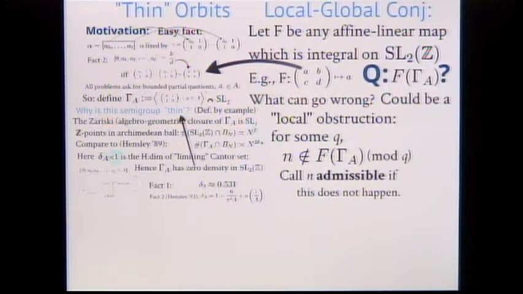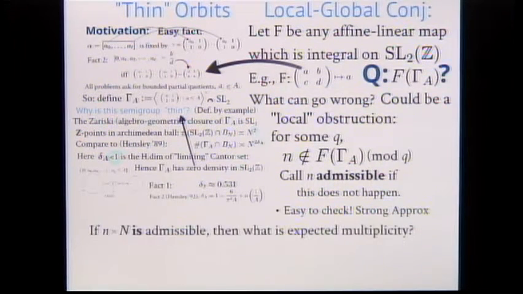Now that looks like you have to check infinitely many things, because you have infinitely many q's to check whether it's there or not. No, that's very easy to check. Thanks to strong approximation, we have a semi-simple Zariski closure. And so for q outside of some small bad set of q, which are effectively computable, you know what gamma mod q looks like, and you know what f is. So everything is nice. So admissibility is easy.